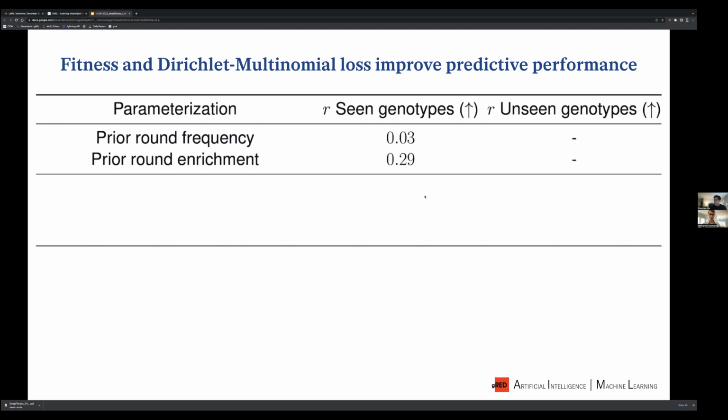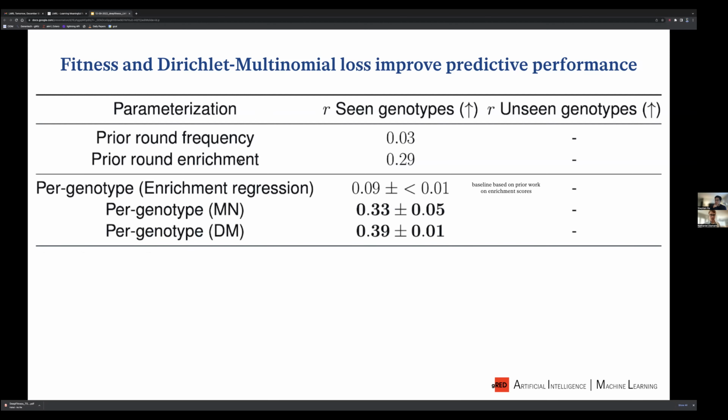So now onto some results looking at the Pearson R of predicting the enrichment on those holdouts. So first, some simple baselines. The most important baseline to look at right now is the prior round enrichment, which is basically saying, look at the enrichment in round T-1 and just assume it stays the same for round T. And this is actually not a terrible model.